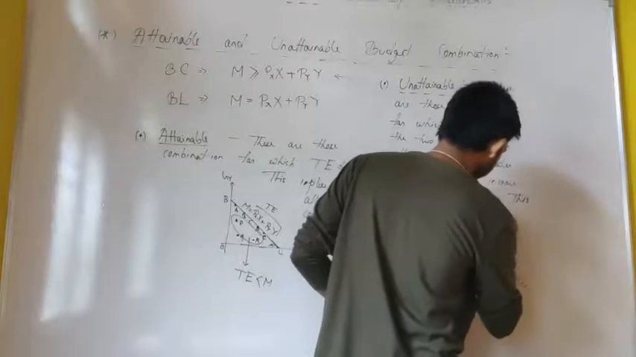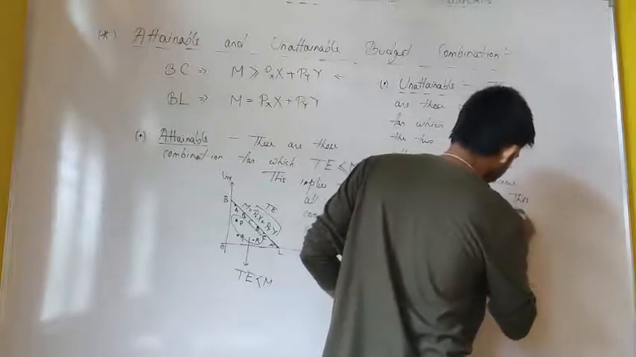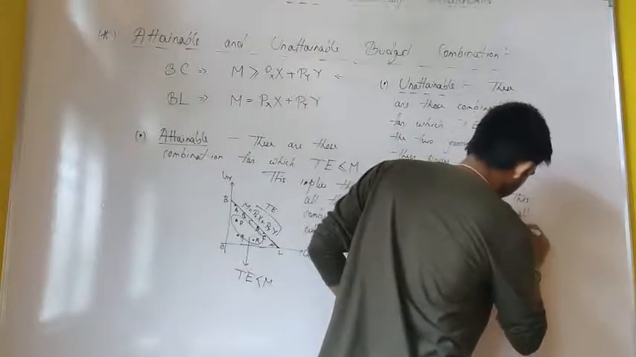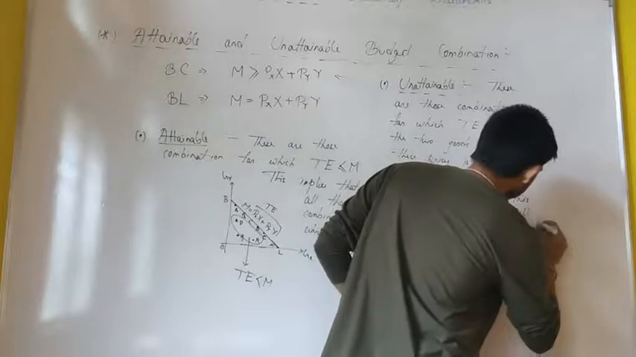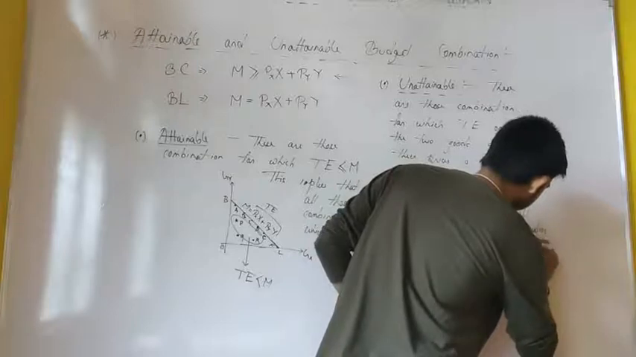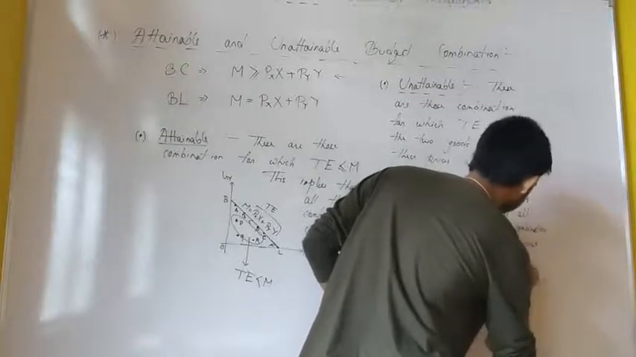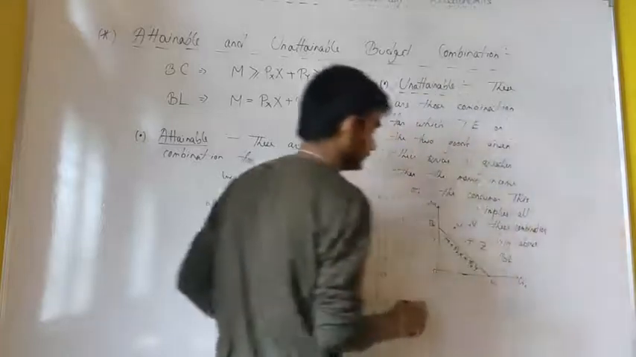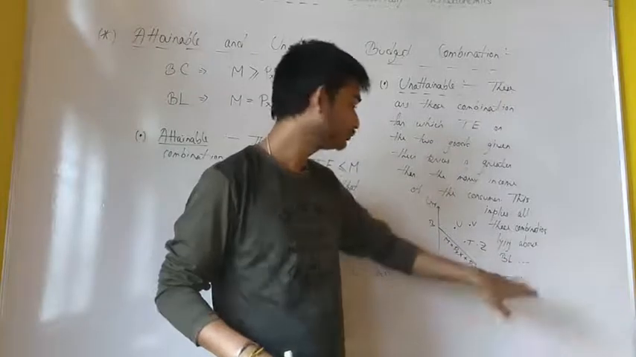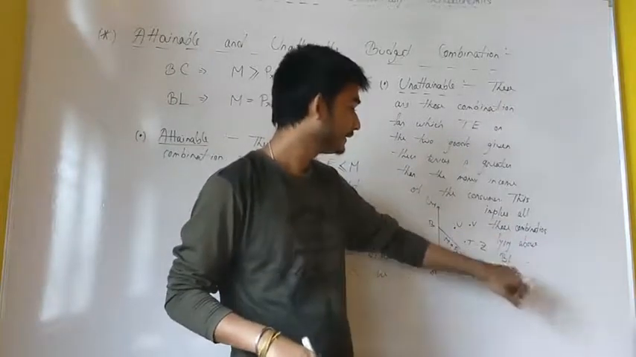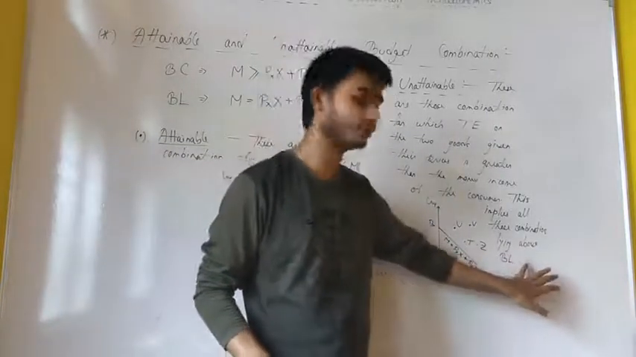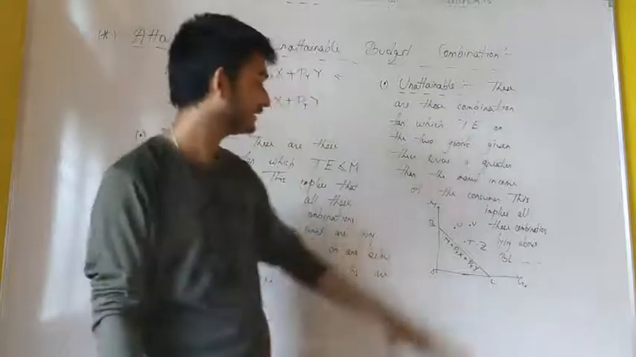This implies all those combinations lying above the budget line are the unattainable combinations. BL here indicates budget line. You should not write it like this, write it in full. I have just given dot dot dot dot here, you can easily get it.